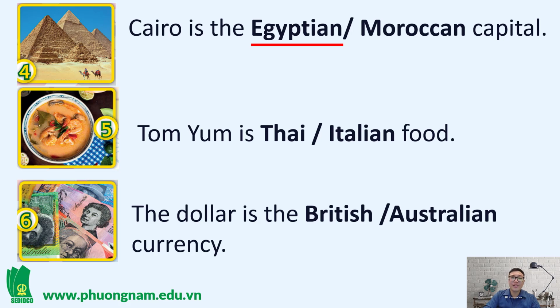Number 5. Do you like this one? This is a very famous food in Thailand. Tom Yum is Thai food. And the last one, number 6. The dollar is the Australian currency. Very good.